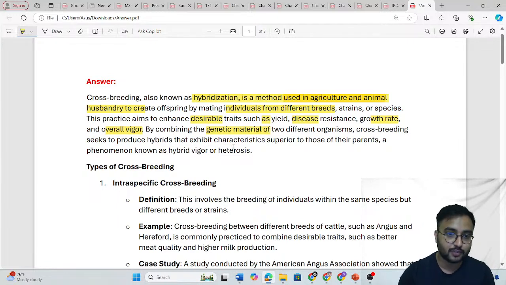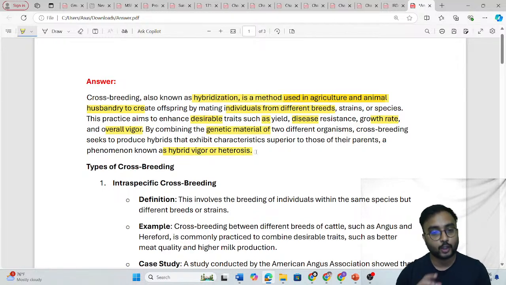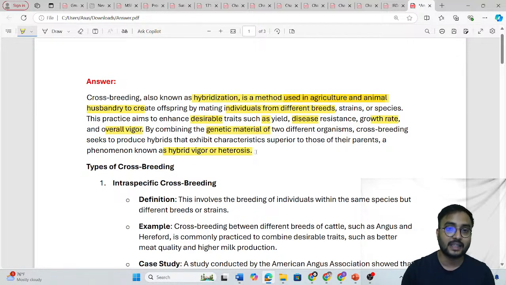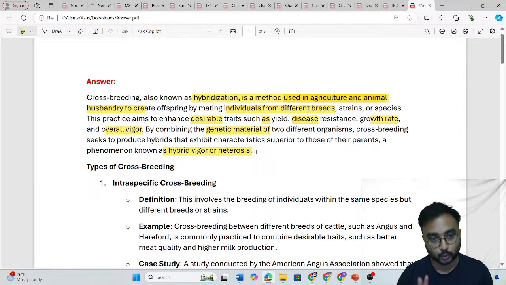So therefore, this phenomenon is called hybrid vigor or heterosis. Heterosis always gives us superior quality of genetic material and characters, and second, diversity as well as variation in genetic makeup. This is the main positive about hybrid vigor or heterosis.